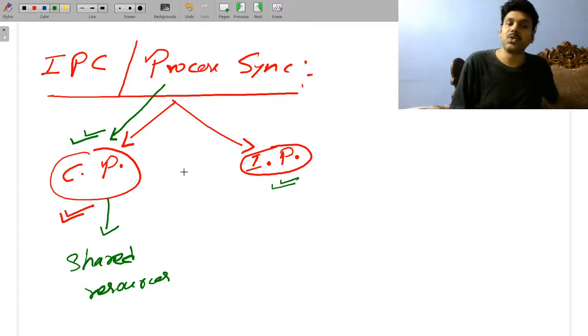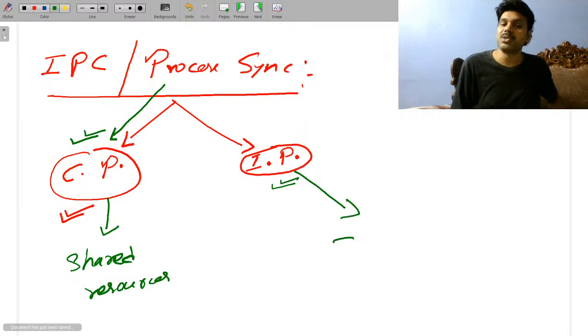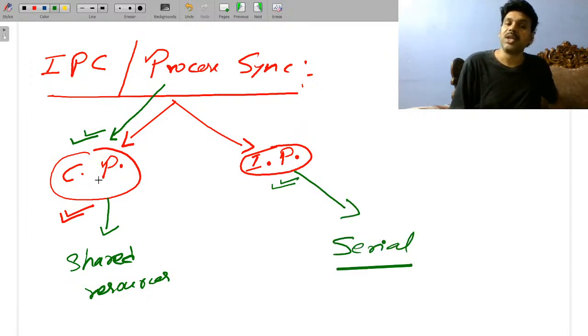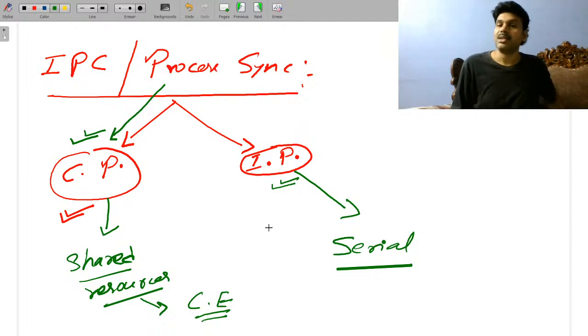So CP means cooperative processes. This is independent process. An independent process, I can simply execute in a serial manner. But when you are talking about cooperative processes, as there are some shared resources, you immediately talk about concurrent execution only. So that's why there is a mandatory requirement of process synchronization here.